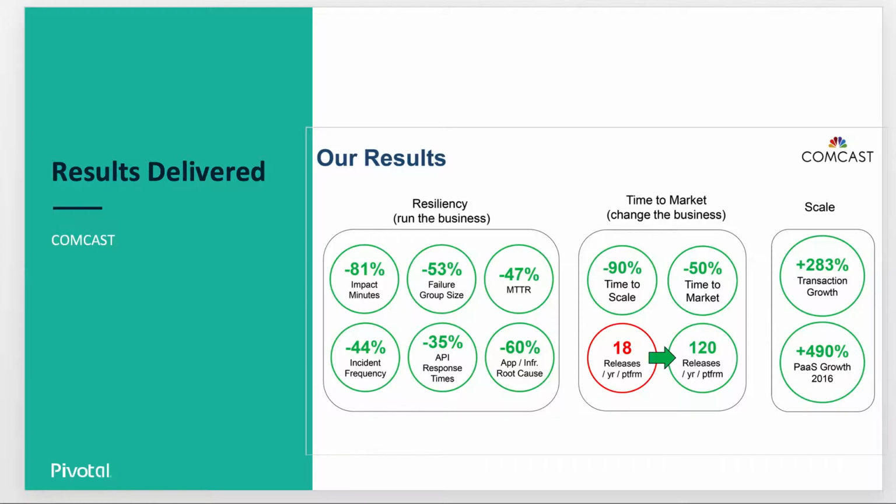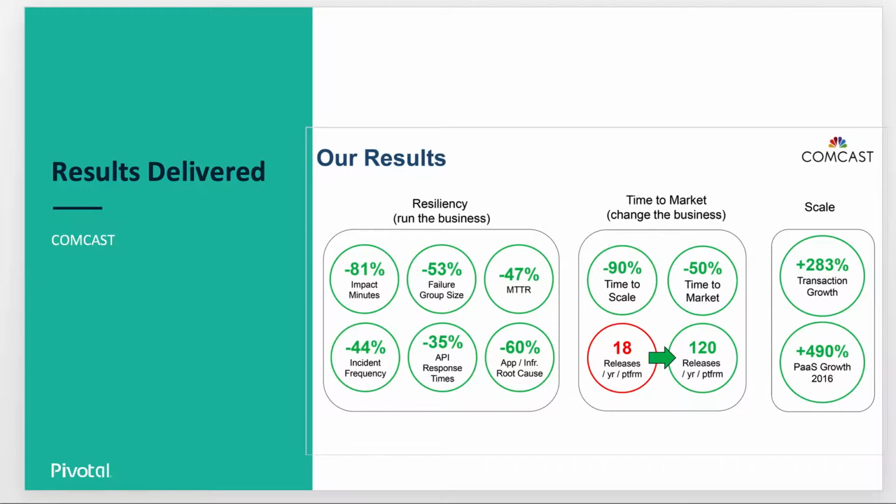This is another slide which talks about one of our other customers who achieved some figures and numbers. Those are Comcast figures. If you see the time to market, the scale at which they could achieve, and they were running the business, the resilience they achieved is tremendous. If they were releasing almost 18 releases per year per platform previously, they could achieve almost 6 times that. That's the value and velocity we're going to speak about.